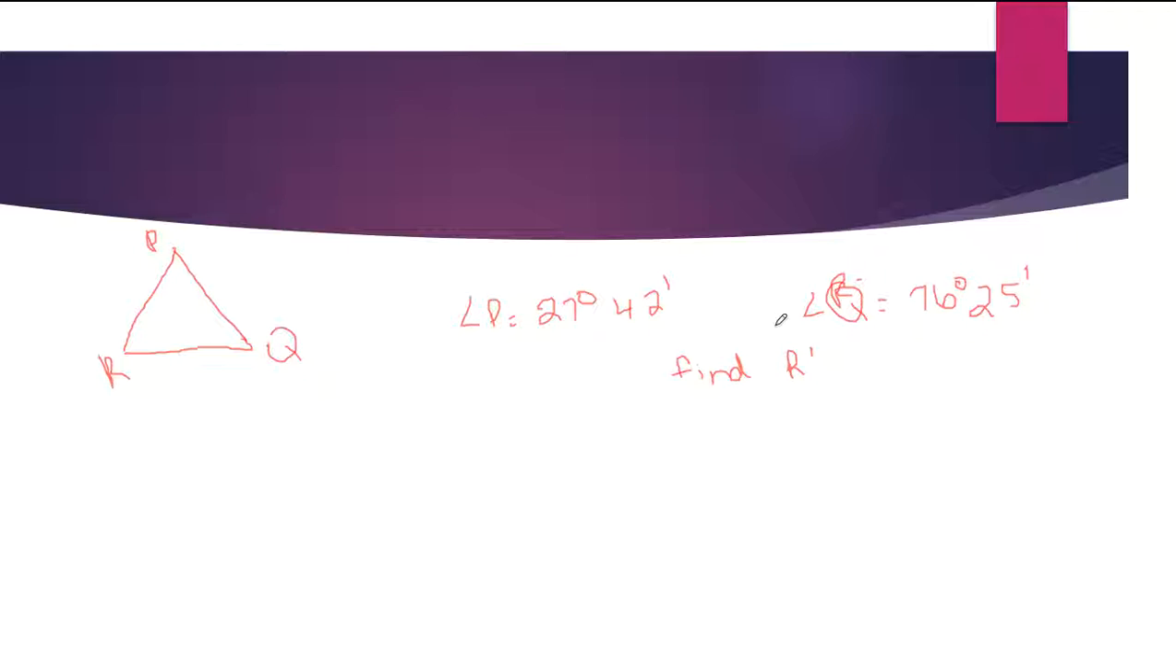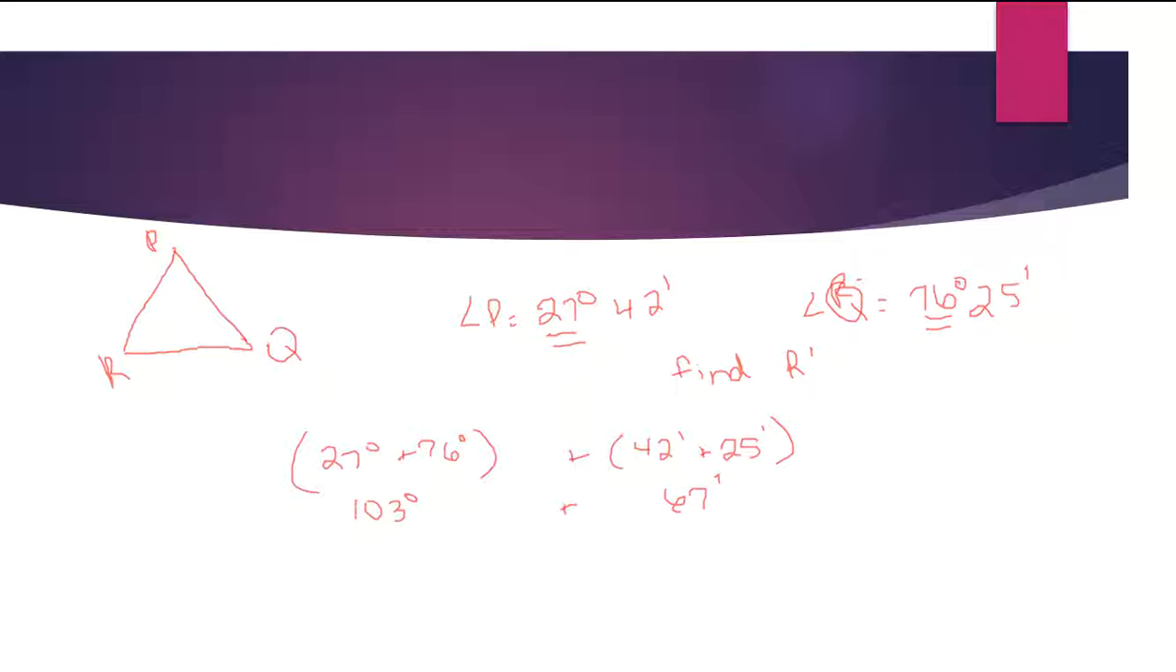Well, what we need to do first is add your degree measurements, right? So we've got 27 degrees, we've got 76 degrees. We'll add those first. And then we'll also add your minutes, so 42 minutes plus 25 minutes. All right, so of course this one's going to give you 103, and this is going to give you 67. So that means there's 103 degrees and then 67 minutes, okay?